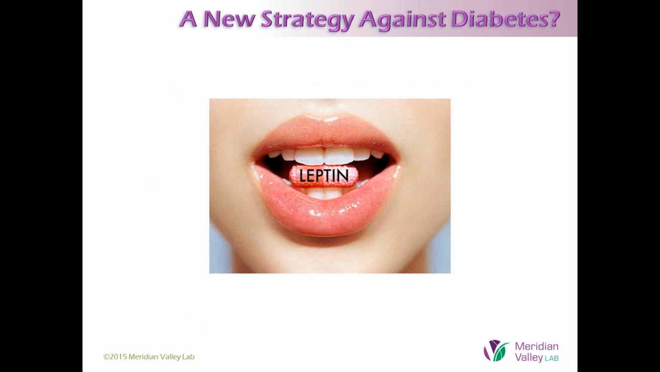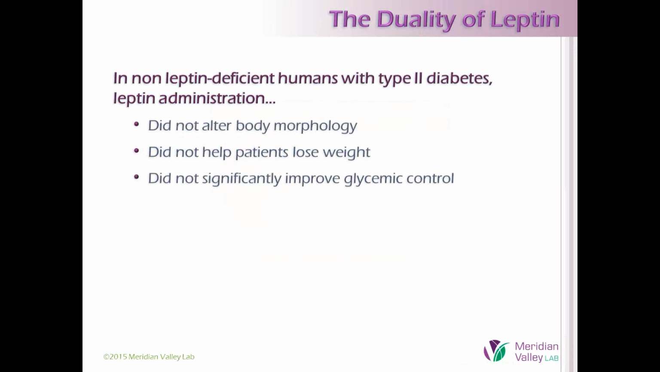So it was suggested back in the early days of research, why don't we just give leptin to these people as a metabolic aid and as a weight loss substance? And isn't this the new wonder drug? But not so fast. In people who are not already leptin deficient to begin with, which is most of us, you give those people leptin, and in fact it didn't alter their body morphology at all, didn't help them lose weight, didn't do anything to their glycemic control. So why not?